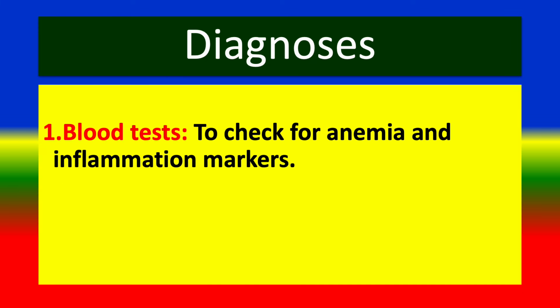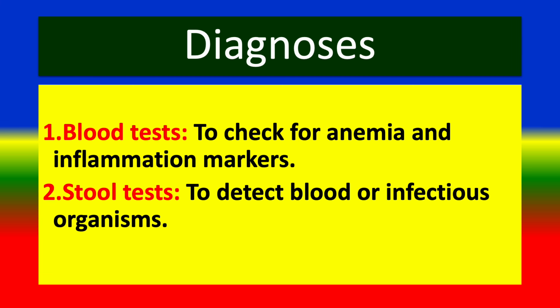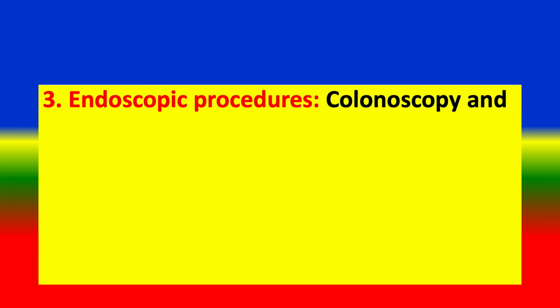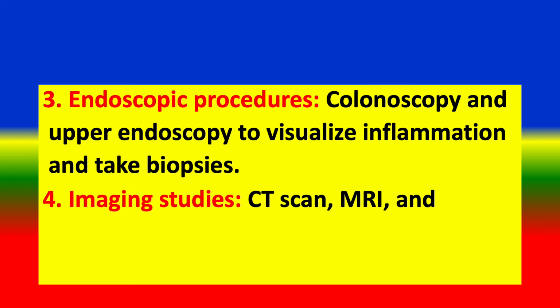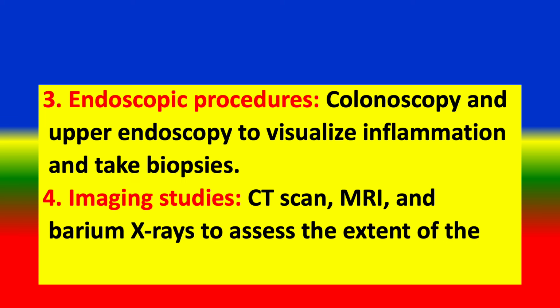Diagnosis: 1. Blood tests to check for anemia and inflammation markers. 2. Stool tests to detect blood or infectious organisms. 3. Endoscopic procedures, colonoscopy and upper endoscopy to visualize inflammation and take biopsies. 4. Imaging studies, CT scan, MRI, barium X-rays to assess the extent of the disease.